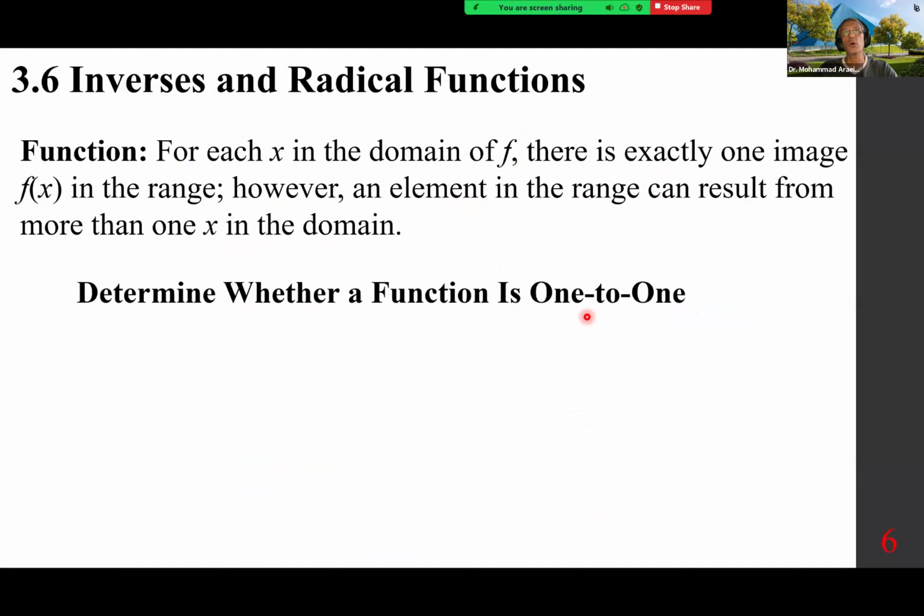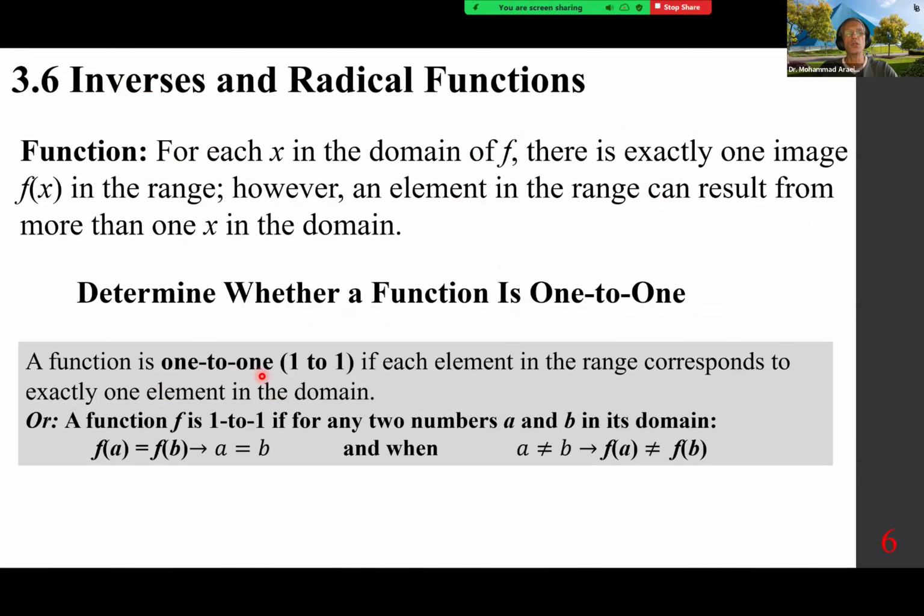Determine whether a function is one-to-one. Now, a function is one-to-one if each element in the range corresponds to exactly one element in the domain. So a function is one-to-one if the y coordinates cannot repeat either. A function f is one-to-one if for any two numbers a and b in its domain, f of a equals f of b results in a being equal to b, and when a is not equal to b, it results in f of a not being equal to f of b. In other words, if x1 is not equal to x2, that means f of x sub 1 cannot be equal to f of x sub 2.